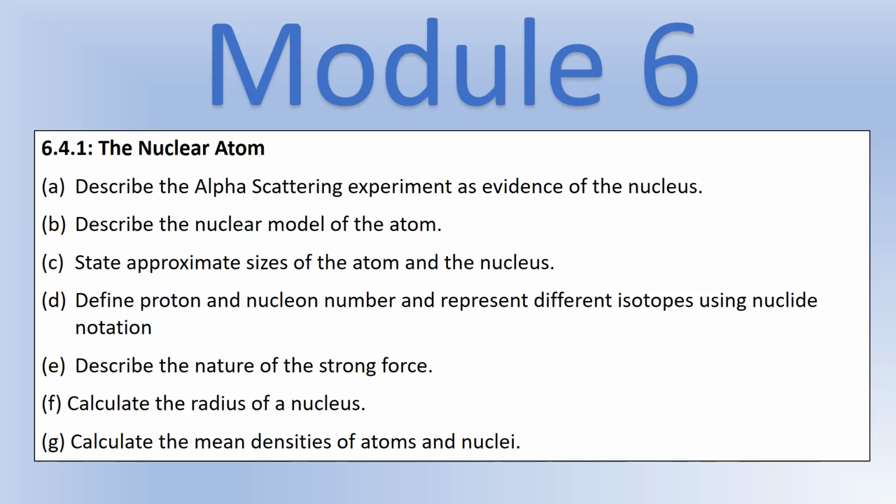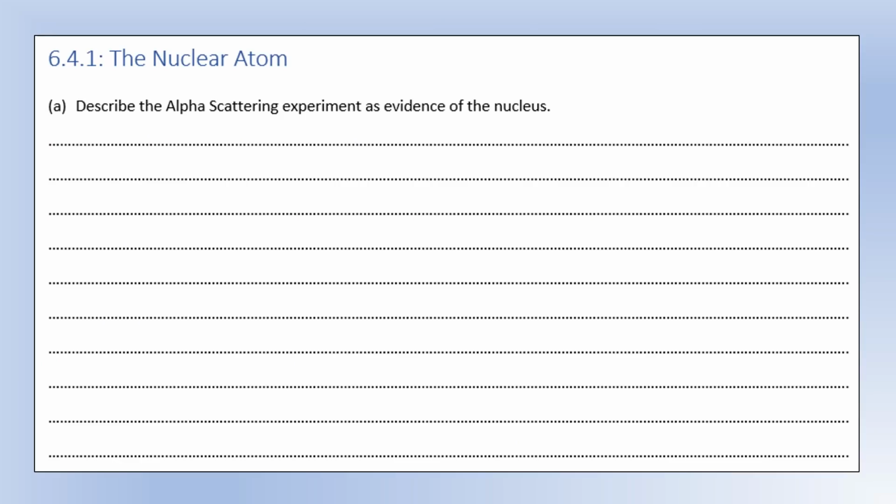Okay, so we're going to start off by looking at the nuclear model of the atom, looking at how we discovered the nucleus and some of its properties. So let's have a look at the experiment done by Rutherford and his students Geiger and Marsden to understand the model of the atom. So what I'd like you to do is work your way through section 6.4.1, see how much you can already do on this, and then we'll have a look at what you should have.